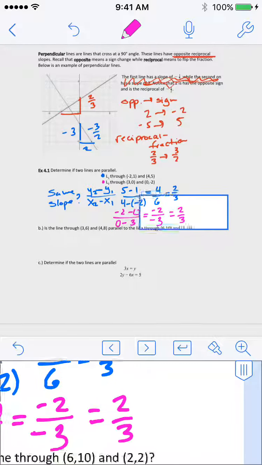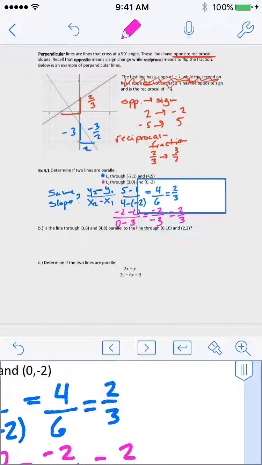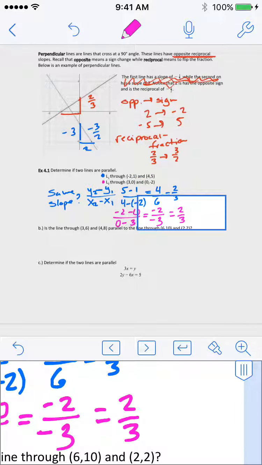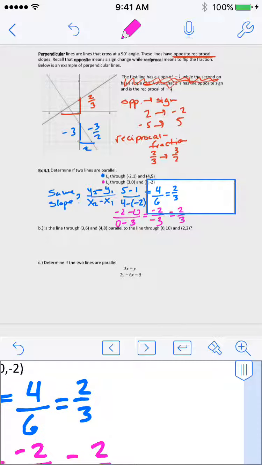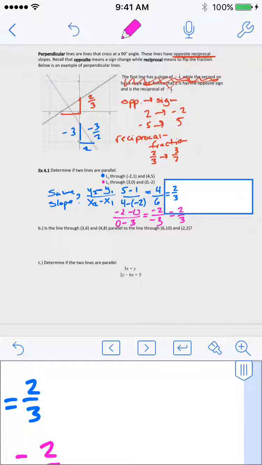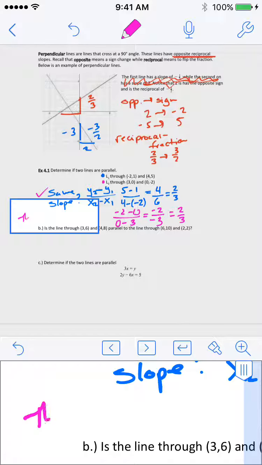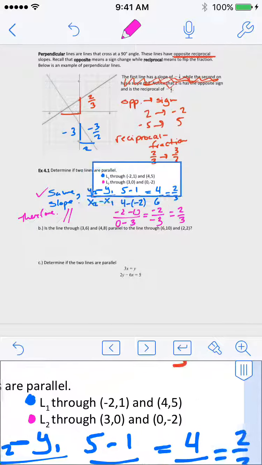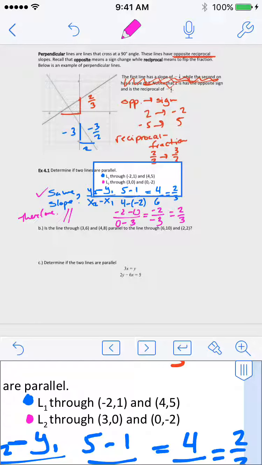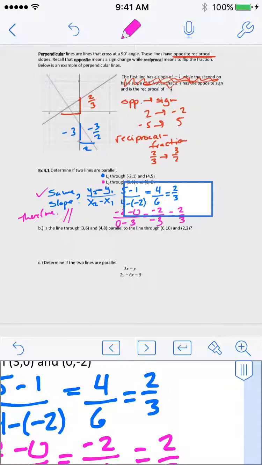So let's take a look at both of these. What can we say about these two lines? This one has a slope of 2/3, this one has a slope of 2/3. They are the same. And so we can say check, they are the same. Therefore, they are parallel. Now in order to save some time, I usually just write 2 slashes for parallel. You're welcome to do that as well, or you can actually write the word out, parallel, but the conclusion is the same. These two lines are parallel to each other because they have the same slope.